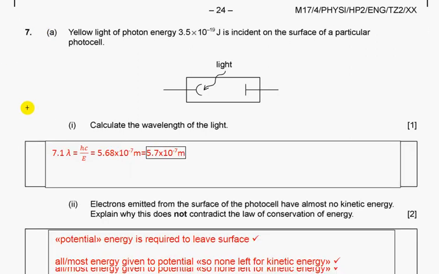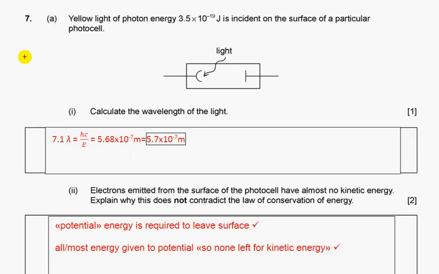Question 7. Yellow light is incident on the surface of a particular photocell. Calculate the wavelength of the light. Section 7.1. Formula for wavelength found. Electrons emitted from the surface of the photocell have almost no kinetic energy. Explain why this doesn't contradict the law of conservation of energy.